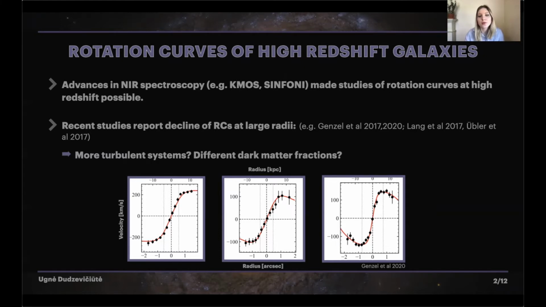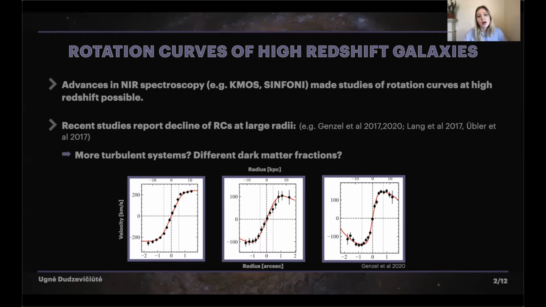So here at the bottom, I'm showing three examples from one of these recent studies. On the left, we see a nice flat rotation curve, just like you would expect from local examples. In the middle, there might be some indication of a decline in this rotation curve, and on the right is a strongly declining rotation curve. So are these more turbulent systems? Do they have different dark matter fractions as suggested by these recent studies?